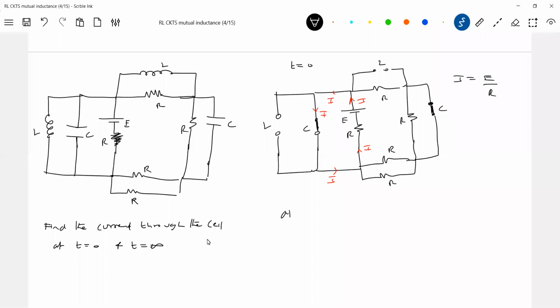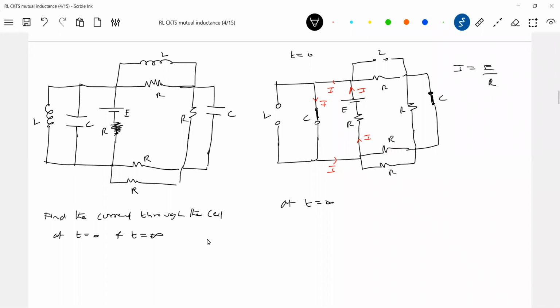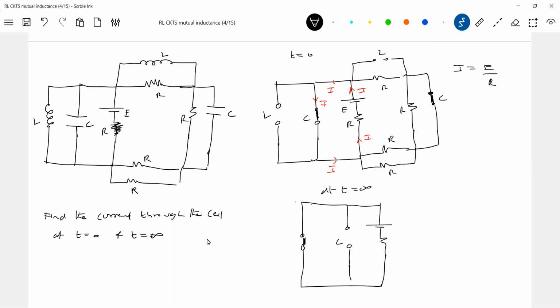Now similarly, let's go for t equal to infinity. Where a capacitor is there, there should be an open circuit. Where an inductor is there, short circuit. Again, a similar condition. So this resistor will be shorted.